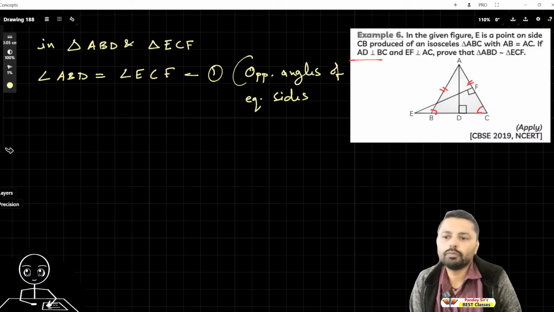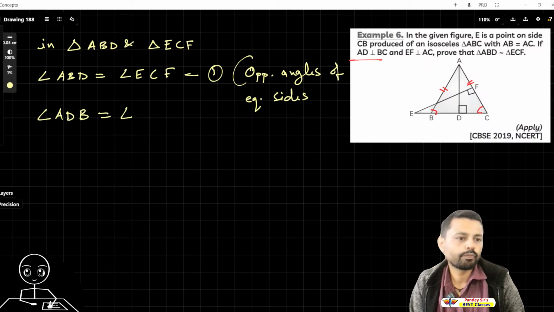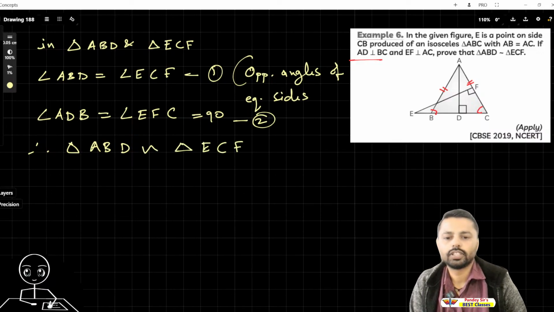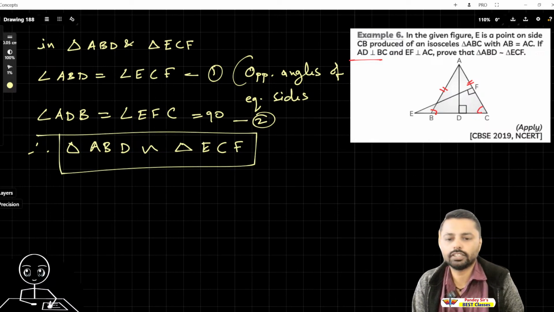Number two, angle ADB equal to angle EFC equal to 90 degrees. Number two, therefore, triangle ABD is similar to triangle ECF. And that's it. We have done it.